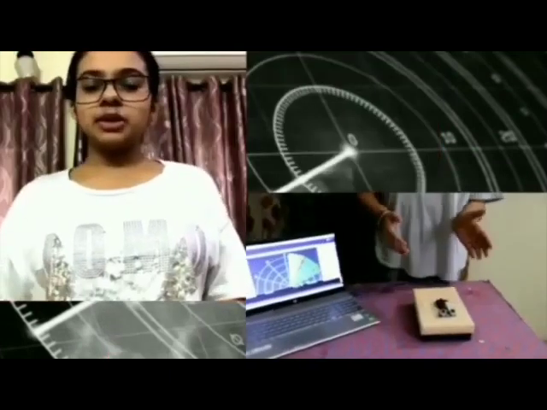So my project name is radar. There are many types of radar around the world, but this, we can say, is a small version of an electromagnetic radar. Let us first come to the working, then we'll come to the components.